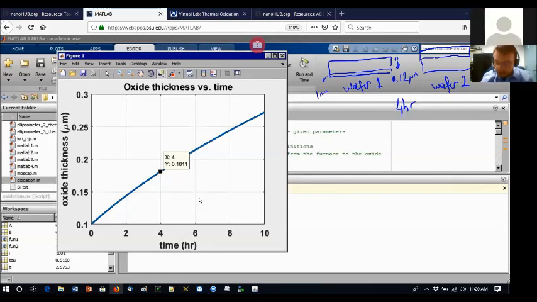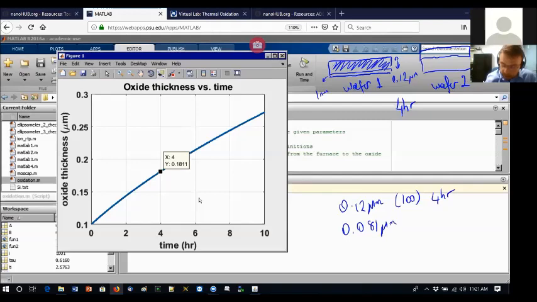Okay, I know it's not super visible there, but let me repeat the results. In the first case, for the first wafer, I had a native oxide, and I grew 0.12 micrometers on this 100 plane for 4 hours. And in the second case, for wafer 2, I had an initial 100 nanometer oxide, so I was only able to grow 0.081 micrometers on the same 100 for 4 hours.